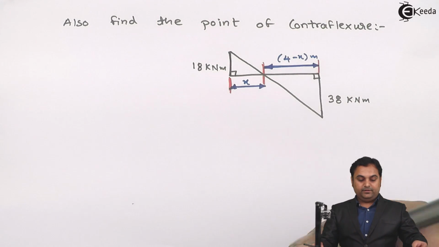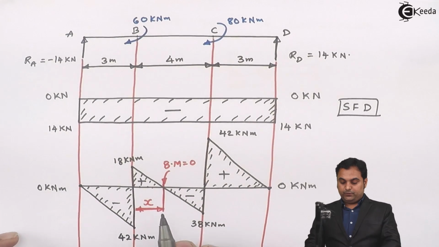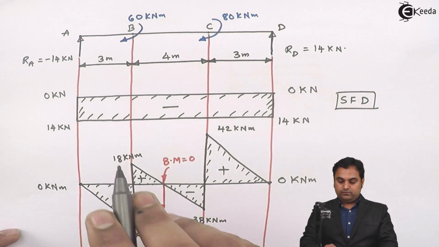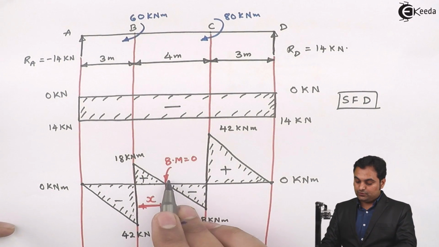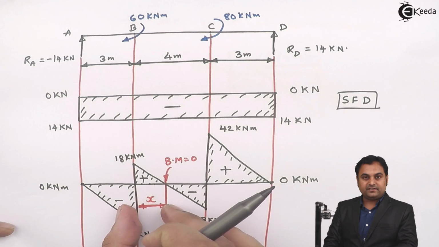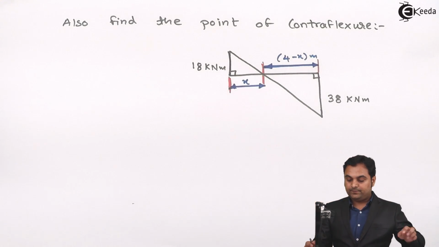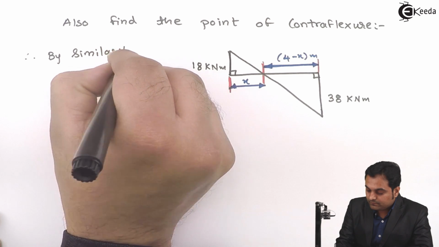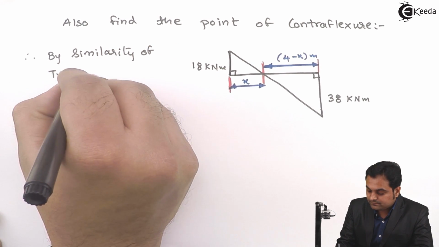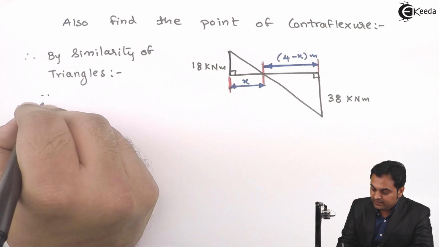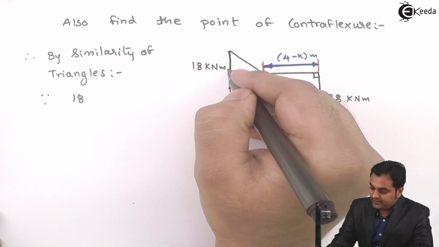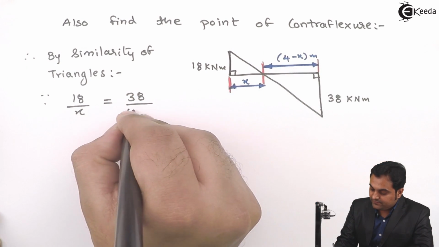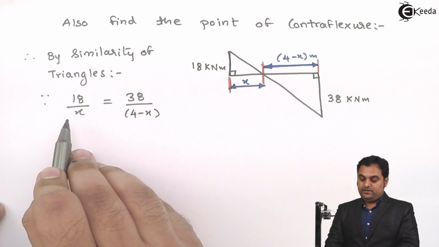Now, to find the point of contraflexure, which is this point, that is here the bending moment is 0, I'll take the distance x, meaning I'll find the point of contraflexure with respect to point B. So the remaining distance will be, total is 4, so from 4 I am subtracting x, that is 4 minus x, which I have shown here. So therefore, by similarity of triangles, the height 18 of this triangle divided by its base x is equal to 38 divided by the base 4 minus x. Height will be in front of height, base in front of base.